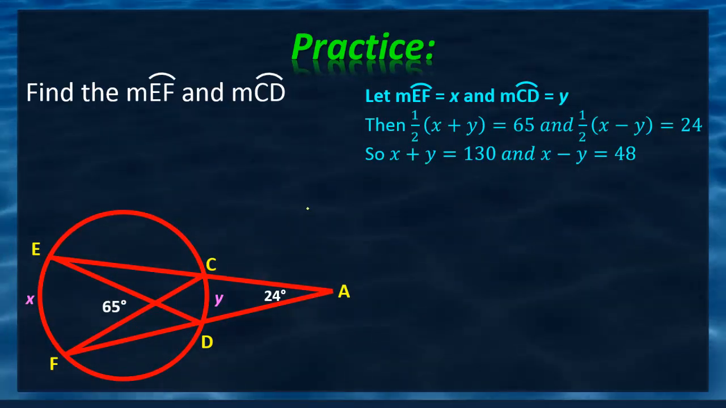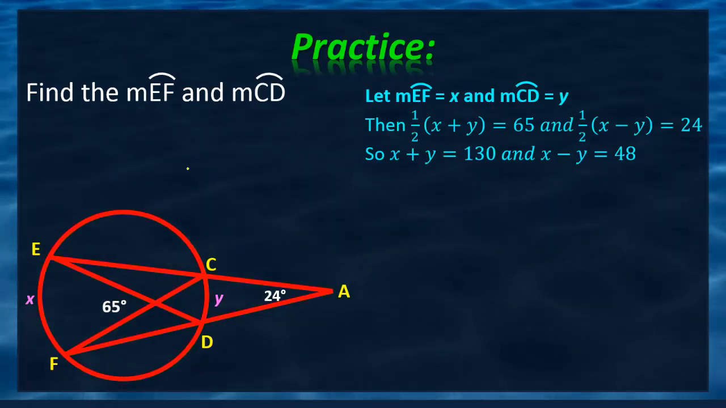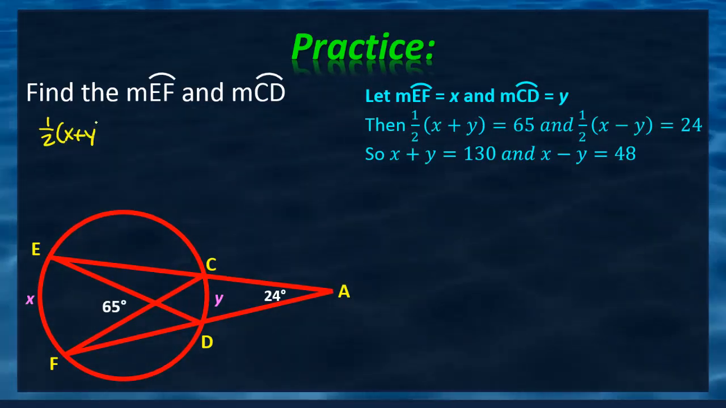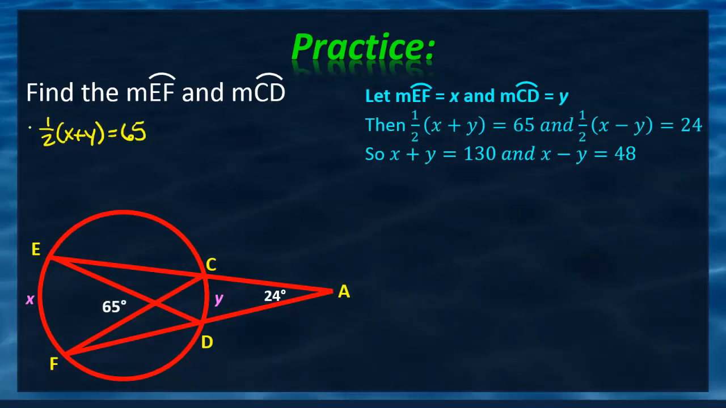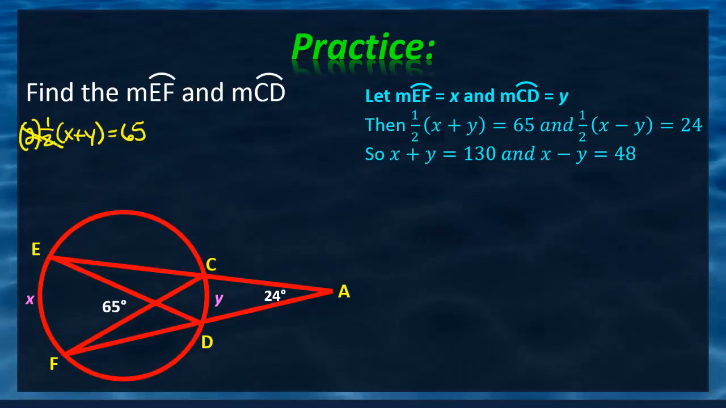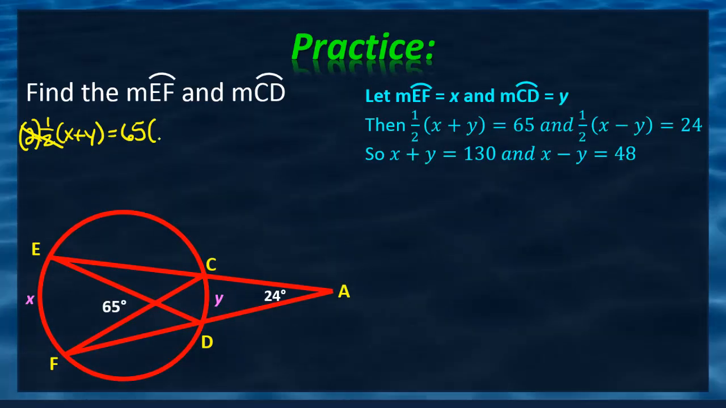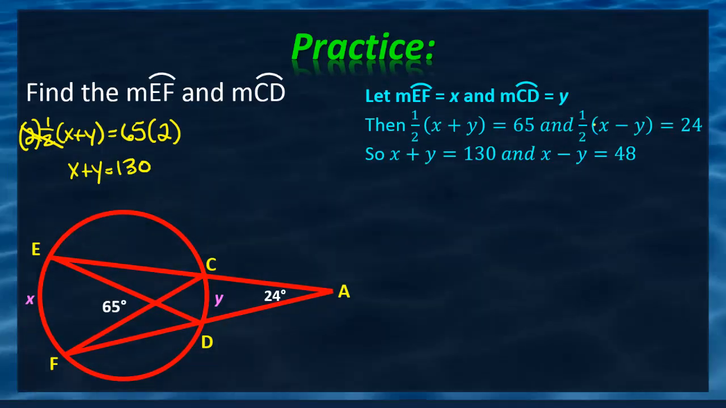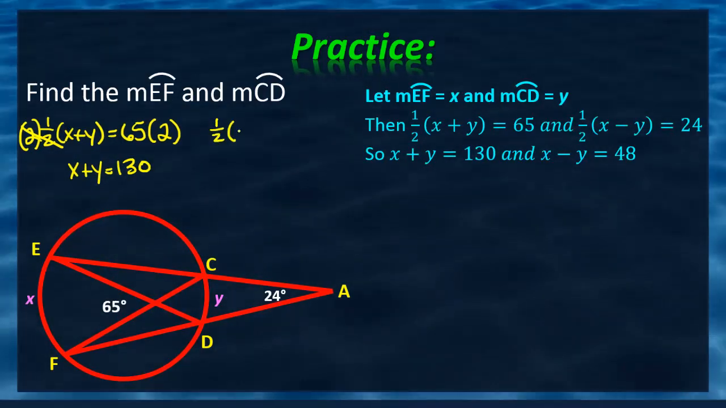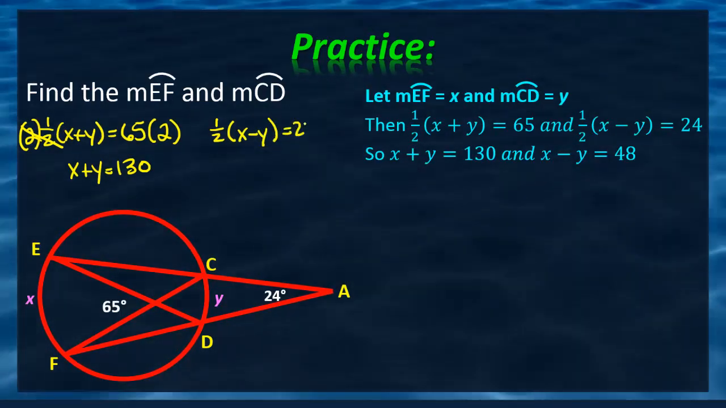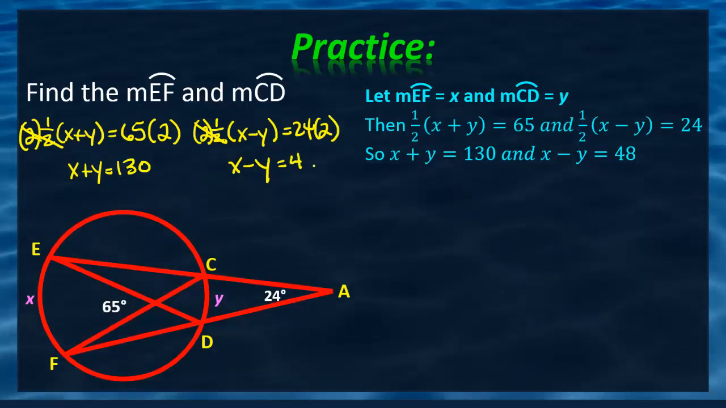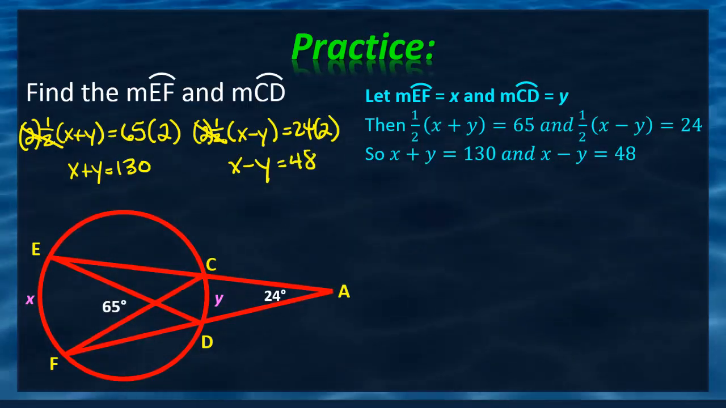So then if you get the variables on one side by themselves, you get X plus Y equals 130. Well, just in case you don't see how I did that, if I have 1/2 times X plus Y equals 65, I have to multiply by 2 to get rid of that on that side. Since I did that over there, I have to do it to the other side as well, which gives me X plus Y equals 130. Same thing with this here. If I have 1/2 times X minus Y, and that equals 24, I'm still multiplying by 2 to get rid of that, and I can get X minus Y equals 48. So if you don't understand how I did it, there you go.